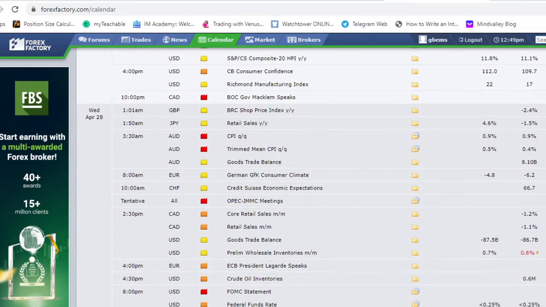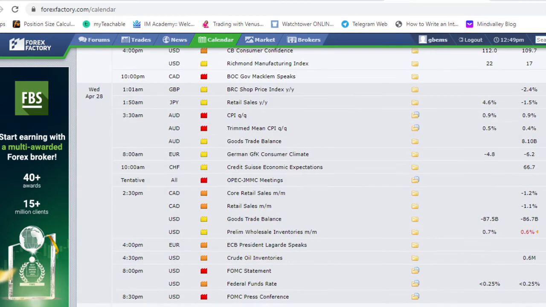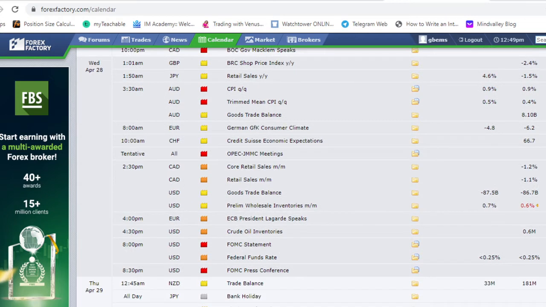Then on Wednesday we have Aussie dollar, Australian dollar. We have all currencies that will be affected by the OPEC meetings. Then we have US dollar. So Wednesday we have to be careful, especially if you're a short-term day trader. You have to be careful because the news may have impact on the currencies.